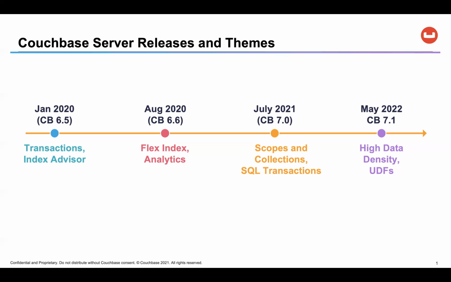So with Couchbase 7.0, we added collections, which are analogous to tables. Scopes are logical groupings of these collections, so it's pretty similar to the concept of a schema in the relational world. Just as important, we also offered the ability to support ACID transactions via SQL++.